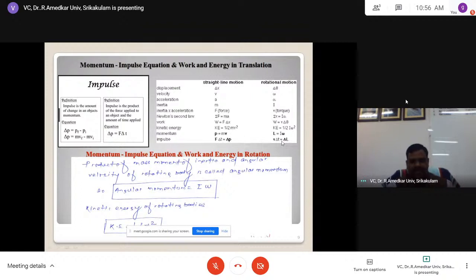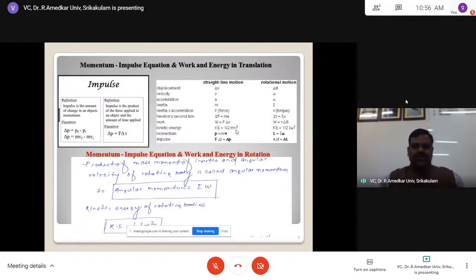Here the torque into delta t is equal to the change in angular momentum. In other words, if you compare a degree of freedom in translation with pure rotation, the angular momentum is I omega and the kinetic energy is half I omega squared. This is the rotation. These two are translation. This is how we generally represent the equations.